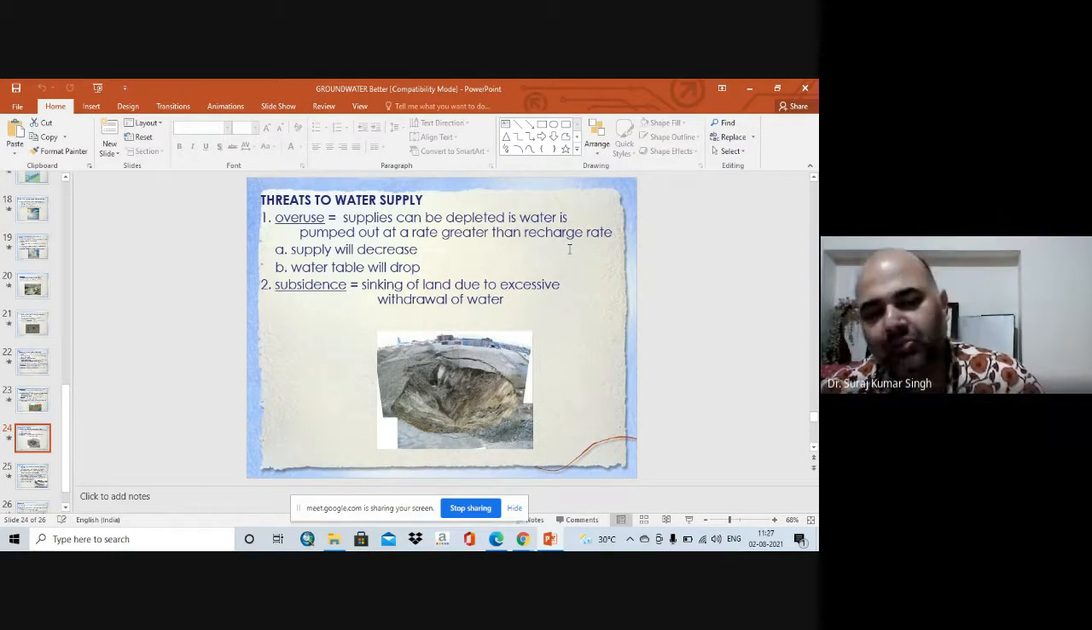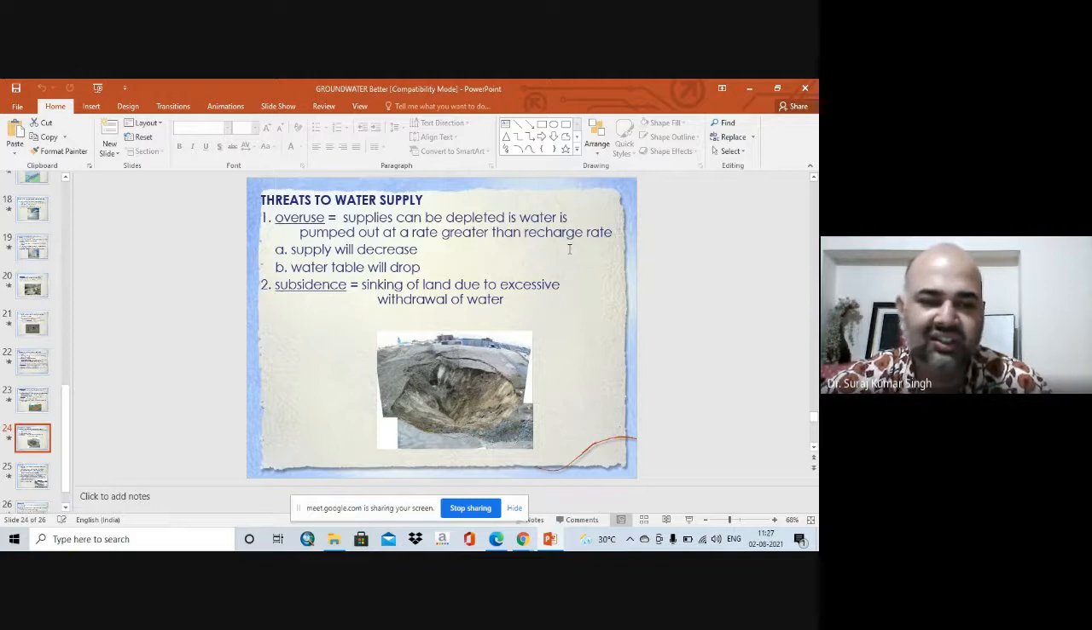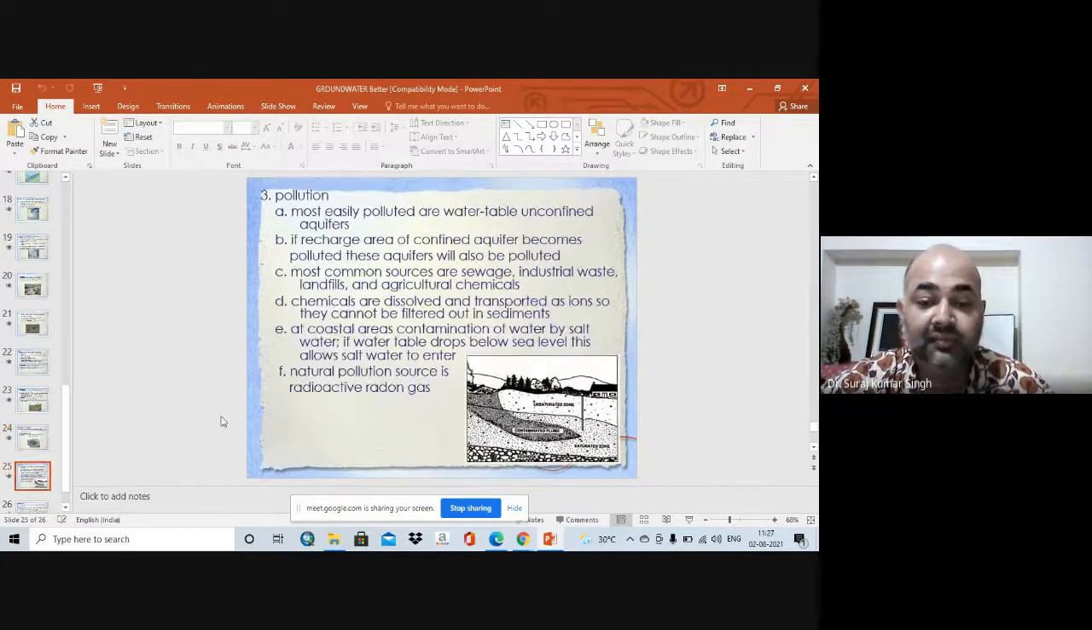Whenever you are getting more extraction than recharge, the supply will decrease and the water level will drop, and in many places you will find subsidence, that is sinking of land due to excessive withdrawal of water. That is very common in many parts of the country.